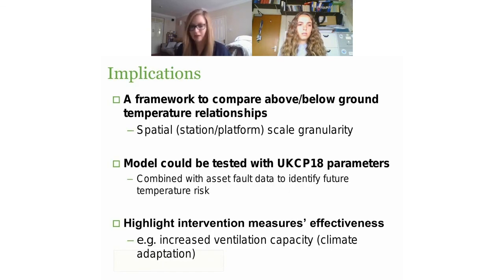So the implications here are I can use this framework to compare the relationships. I can look at the data gaps and fill with that. And we could probably include UKCP18 parameters using data from when that comes in. And it will help highlight intervention measures' effectiveness. If there's, for instance, air conditioning input, you can see hopefully that there will be a drop in the measurements relative to the model.